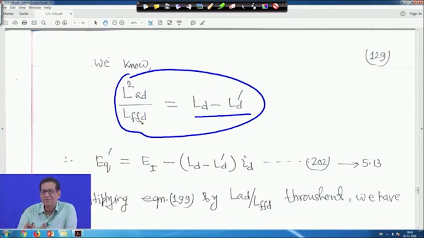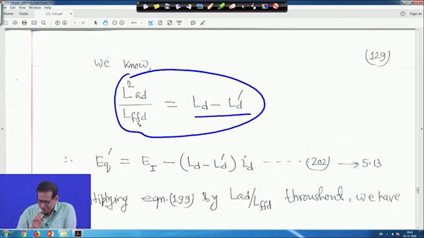If you have any questions, put them in the forum and we will explain, but here we will not, otherwise continuity will be lost, right. That is why I have written that we know L_AD squared upon L_FFD is equal to L_D minus L_D dash. This also you should keep in your memory, right.